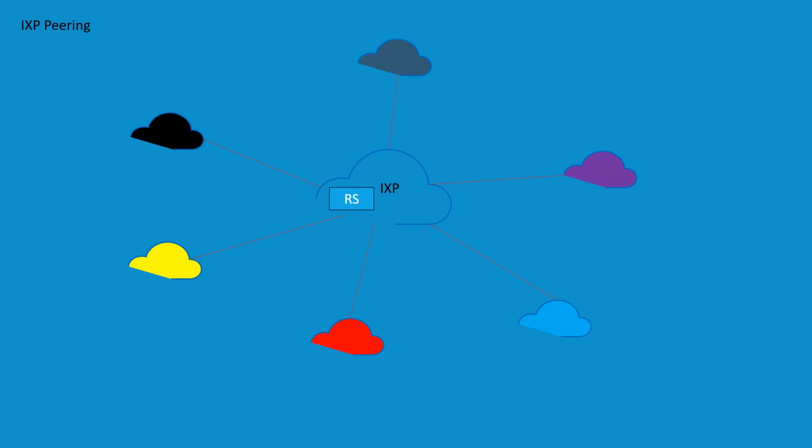That means your service provider, especially this IXP, is going to install a route server, and all these AS basically are going to form the BGP session to the route server directly.